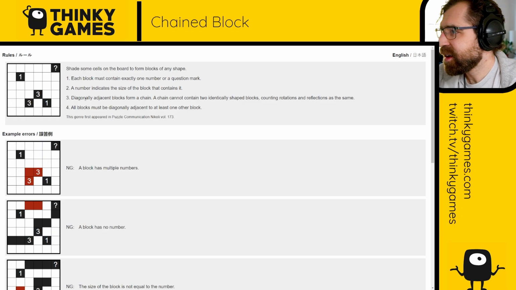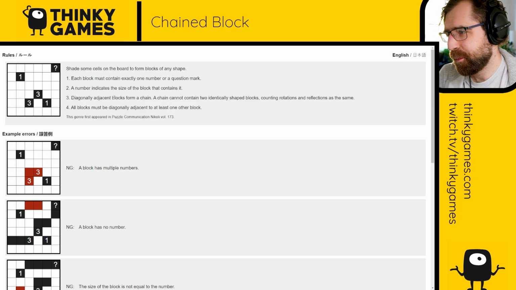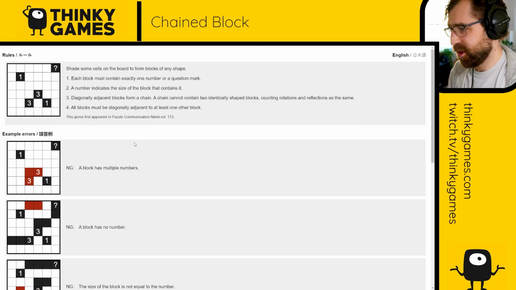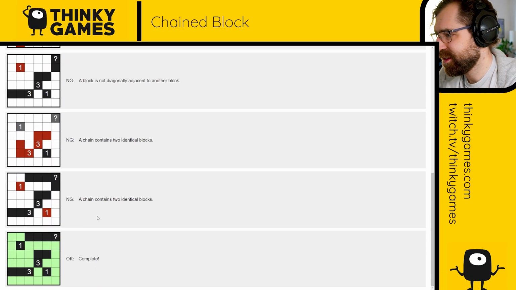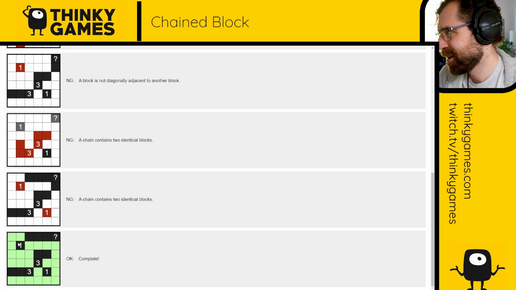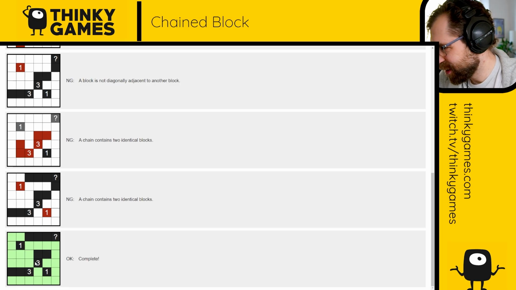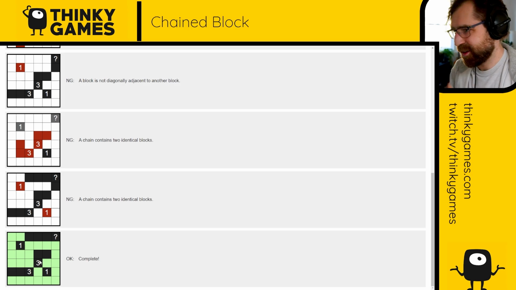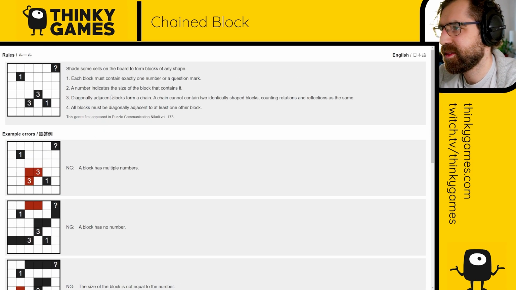Next constraint, diagonally adjacent blocks. So remember, a block here is a set of shaded in cells that are all connected to each other. Let's go down to the complete example at the bottom. This whole set of 4 shaded in cells is a block. This set of 1 shaded in cell is a block. This set of 3 is a block. So the shape of orthogonally connected cells is a block. And so remember that definition.